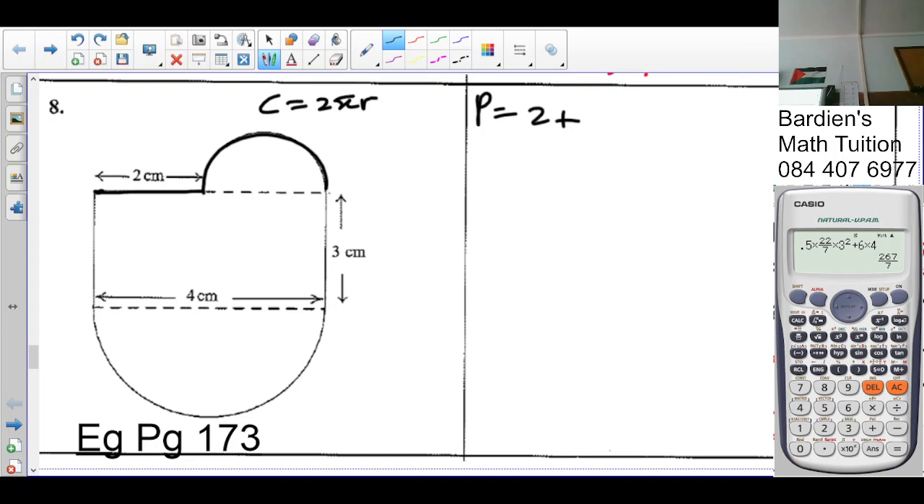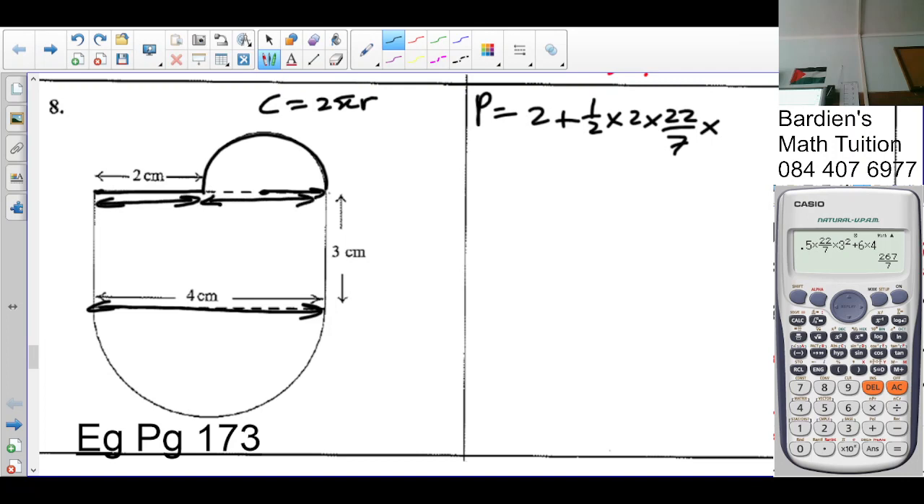Okay? But what's the radius of the circle? Since it's a semicircle, it's going to be half times 2 pi times the radius, where pi is 22 over 7. If this is 4 and that is 2, then what would that length be? 2. No? Because together it makes 4. Now if this length is 2, then what is this length? 1. So the radius is 1.